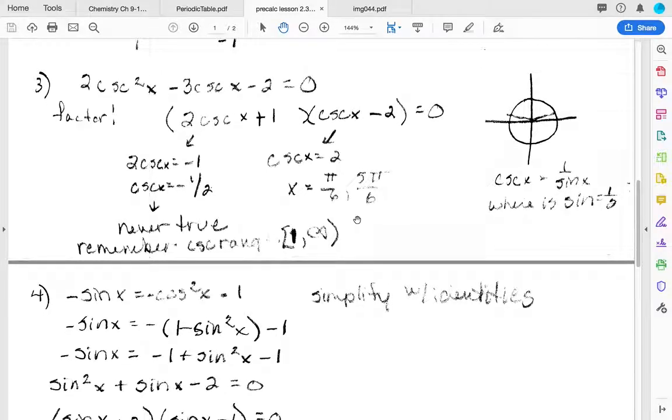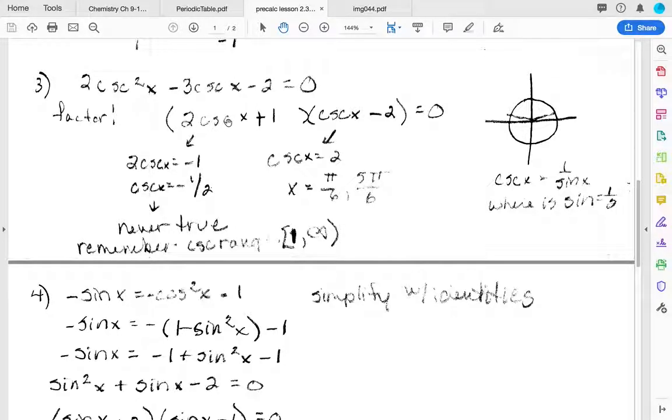Next up, number 3. Here is a quadratic. We have a cosecant squared, a cosecant to the first power, and so our function 2 cosecant squared x minus 3 cosecant x minus 2 equals 0 is a simple quadratic that we want to factor. If it confuses you to factor with the cosecants in it, factor it with just the x's in it and then replace with cosecant. This factors to 2 cosecant x plus 1 times cosecant x minus 2, because 2 cosecant x times cosecant x is 2 cosecant x squared.